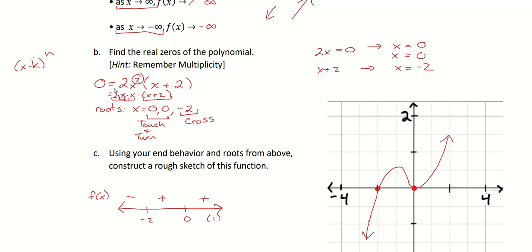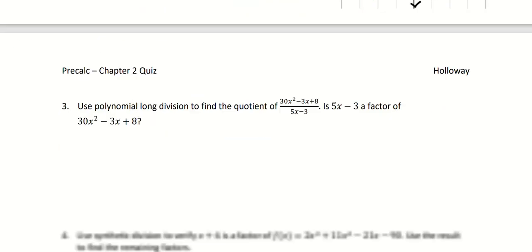Factoring is really easy if you always check GCF first. Did you just dab? Cool. All right.